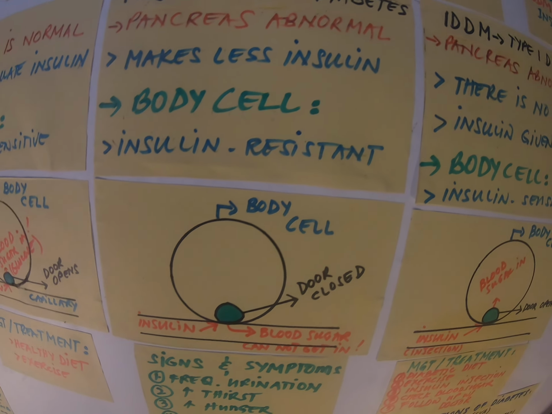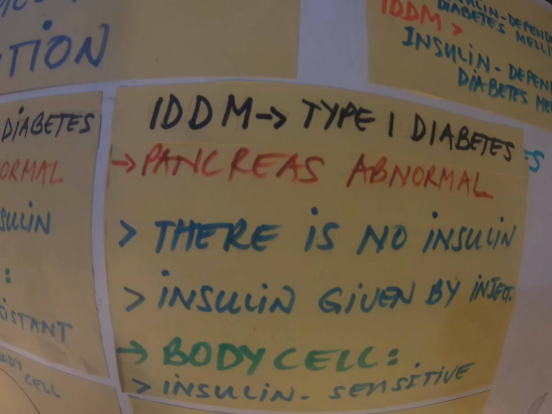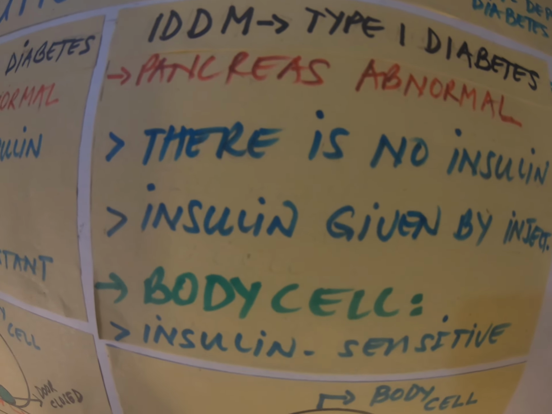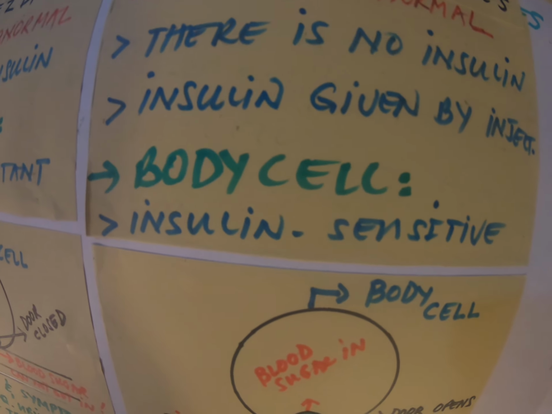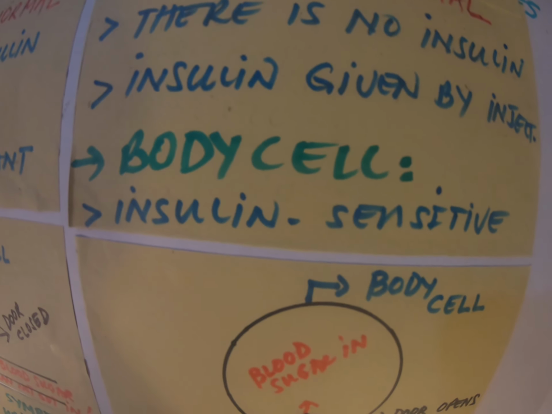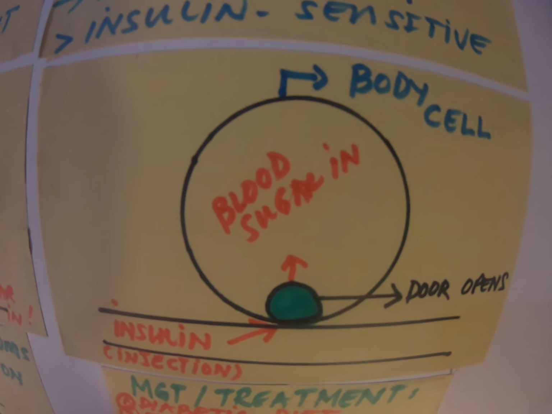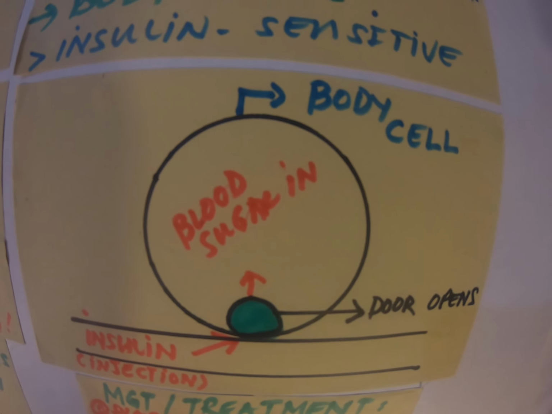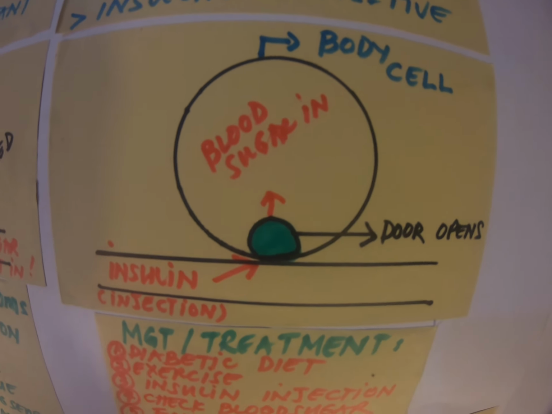The third column here is now insulin dependent. That means the pancreas is abnormal, there's no more insulin produced, and we give them insulin by injection, and the body cells are still responding to the insulin because the patient is managed by insulin. Same as the first one I showed you. Insulin and the blood sugar arrive. Insulin unlocks the door. The body cell agrees, opens the door, blood sugar in.